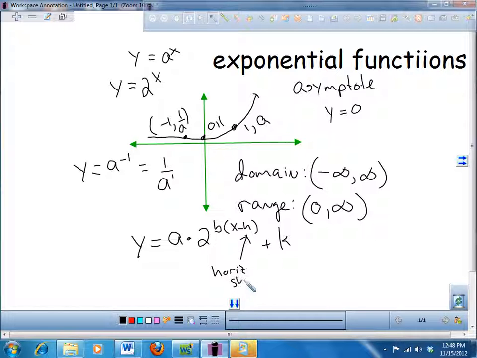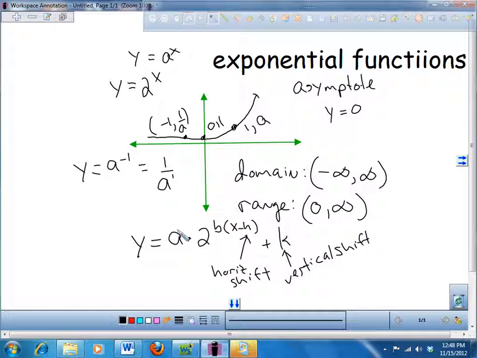Horizontal shift. What did you figure out that k did to it? It's a vertical shift. It would move the asymptote too, right? So if you have an asymptote of y equals 0, and this number were plus 3, it would move that asymptote up 3. So this number we didn't talk too much about.